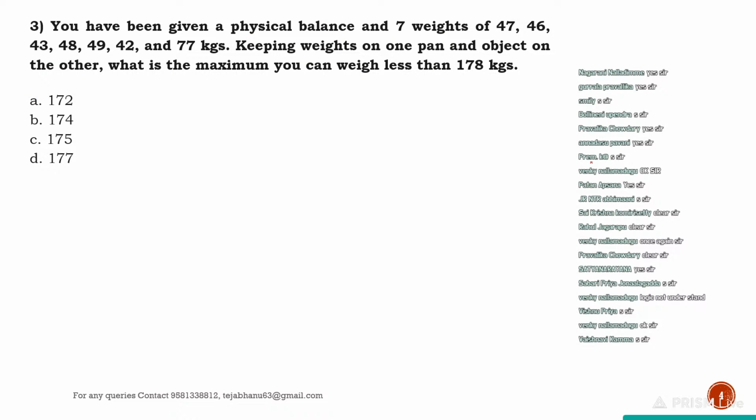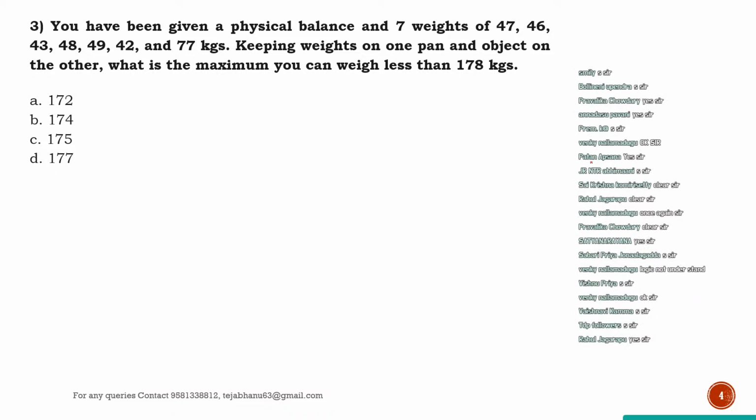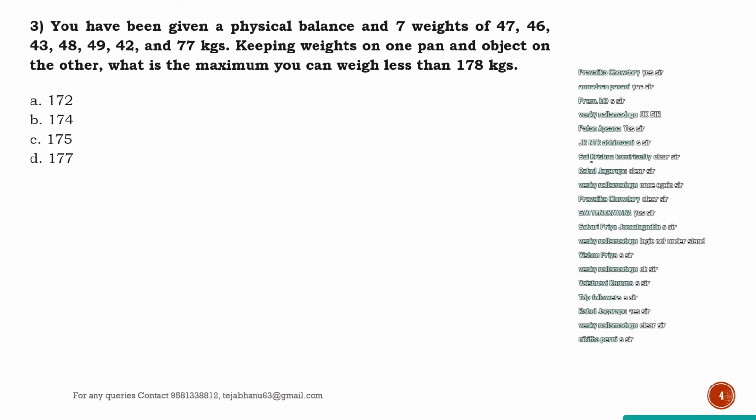You have been given a physical balance and 7 weights of 46, 47, 43, 48, 49, 42 and 77 kgs. Keeping weight on one pan and the object on another, what is the maximum weight you can weigh that is less than 178 kg? That is what is given. 178 kg. Have a look at it, dears.